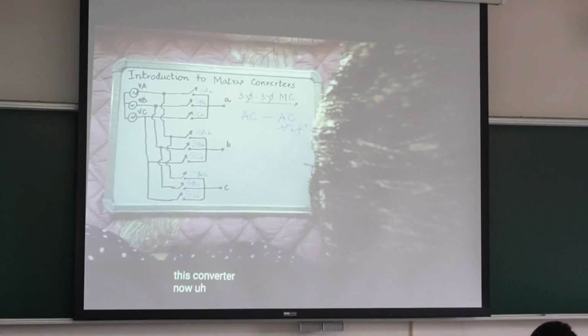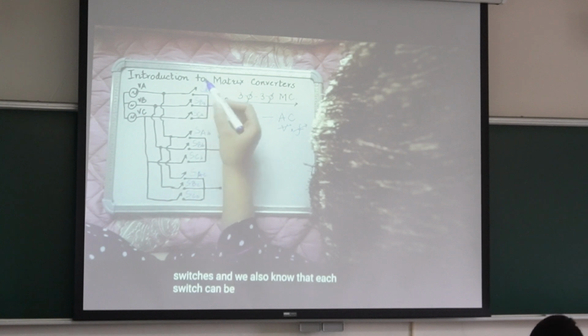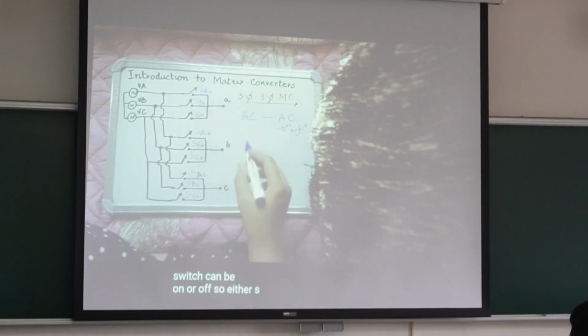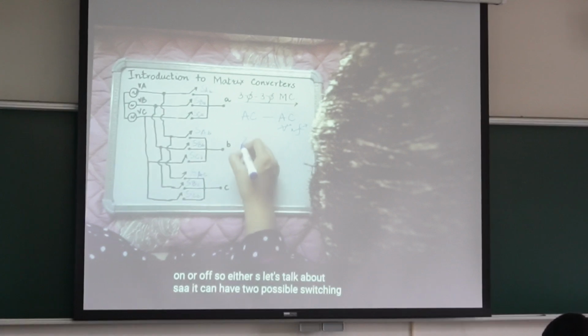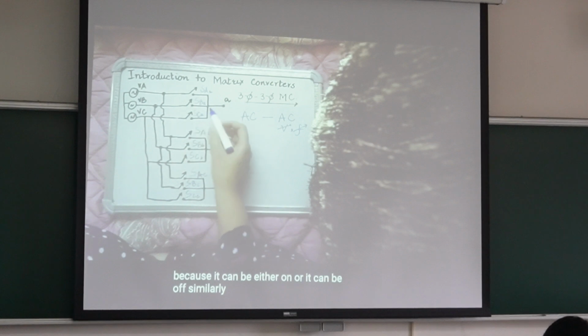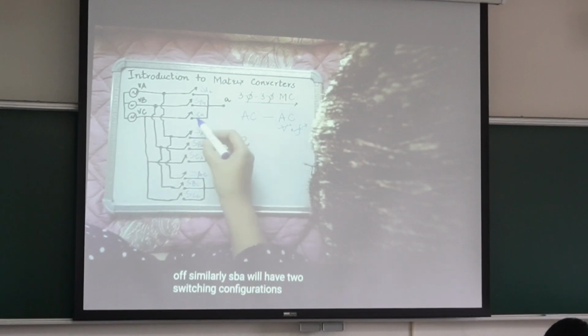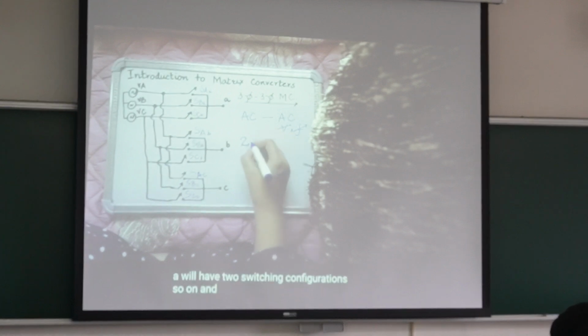Now we know that there are 9 switches, and we also know that each switch can be on or off. So for example, let's talk about SAA. It can have two possible switching configurations because it can be either on or it can be off. Similarly, SBA will have two switching configurations, SCA will have two switching configurations, so on and so forth.